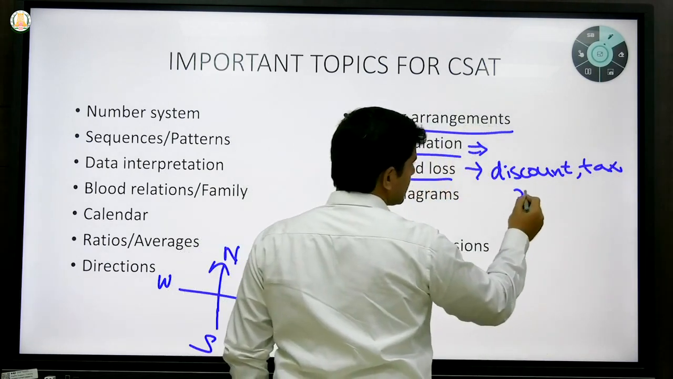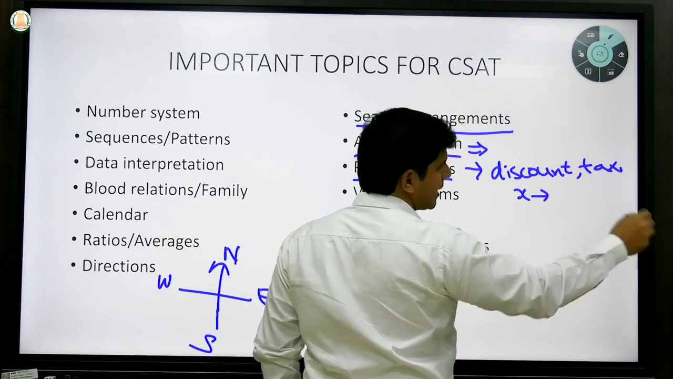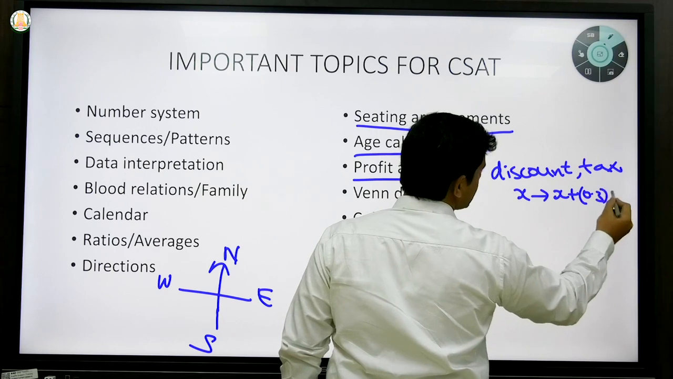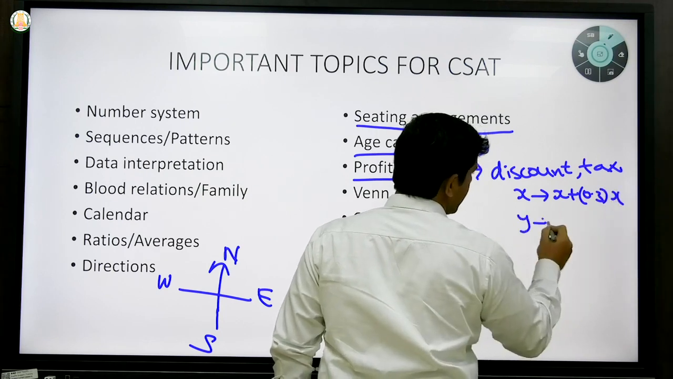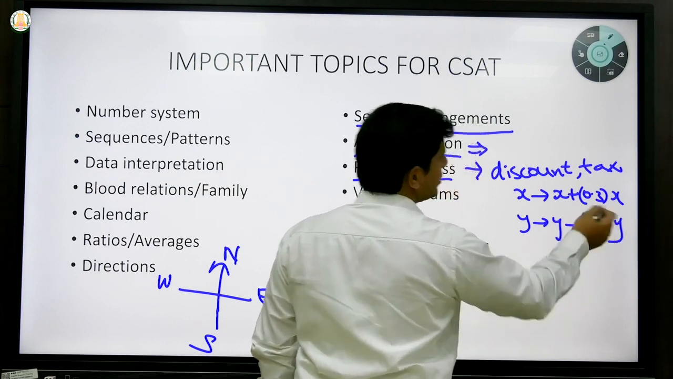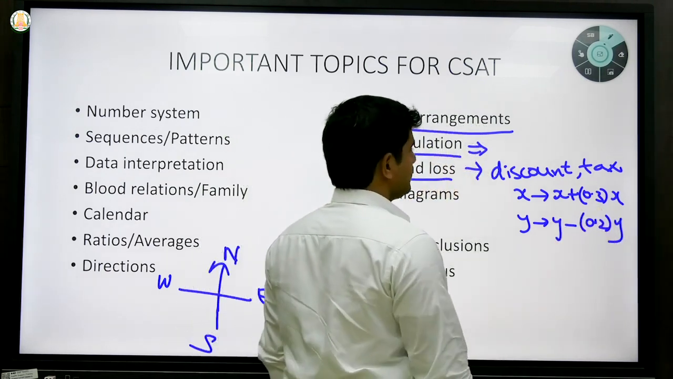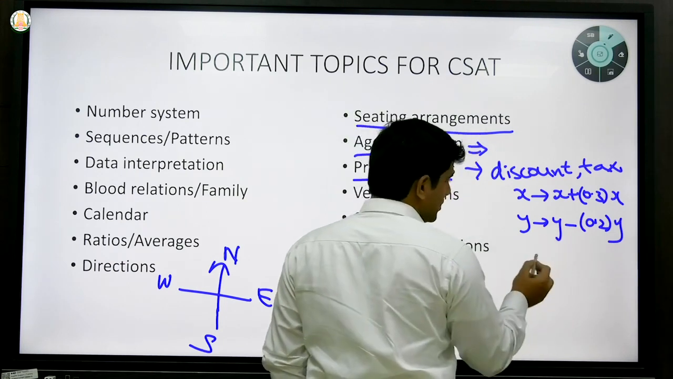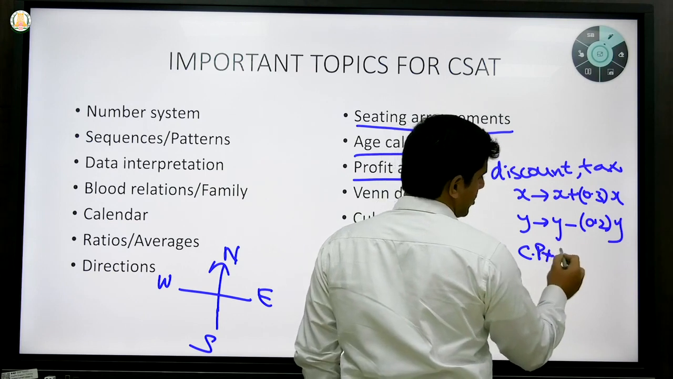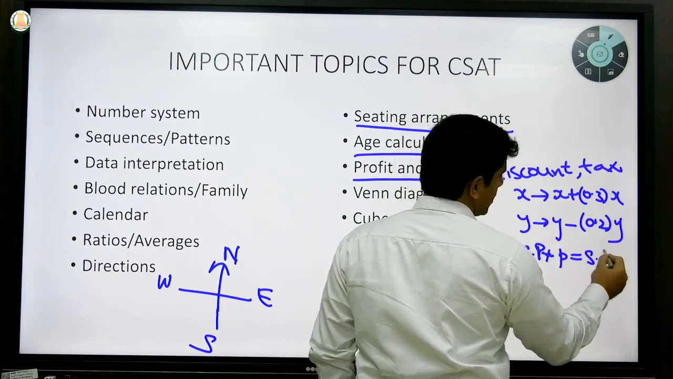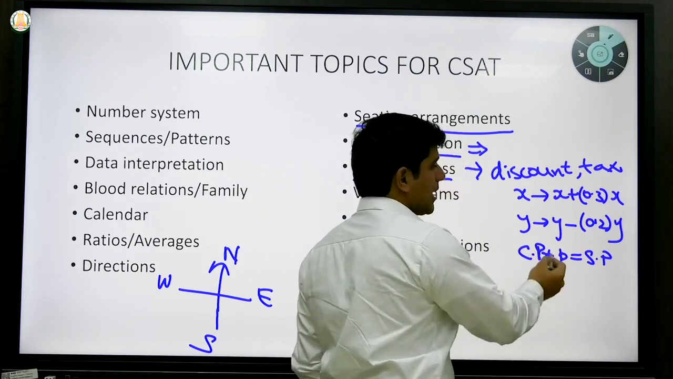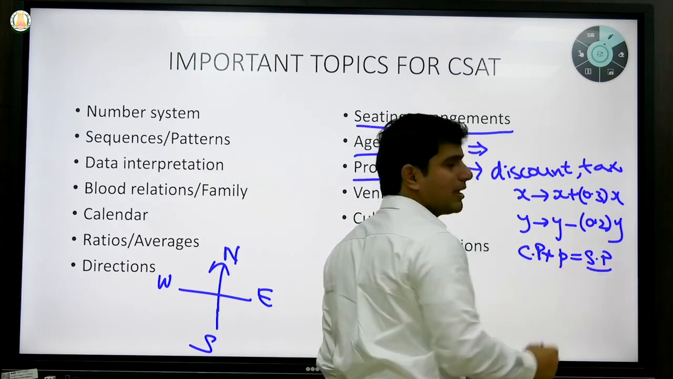Only thing is you will have some X initially. It will be increased by 20%, 30%. So that will be X plus, let's say, 0.3X. If it is decreased, let's say Y decrease means Y minus 0.2Y. This you should remember. And cost price, selling price, you know, basically cost price plus profit is selling price. That means if it costs me 10 rupees to produce a pen, I'll add 1 rupee of my profit, the selling price would be 11.